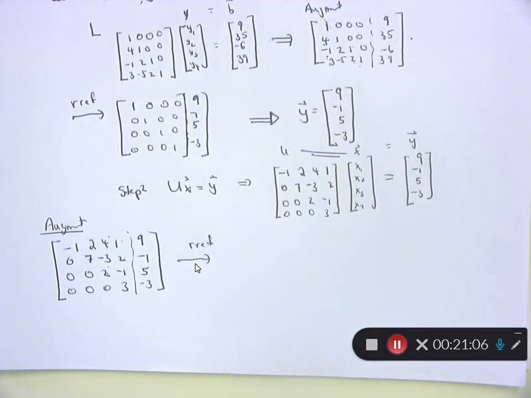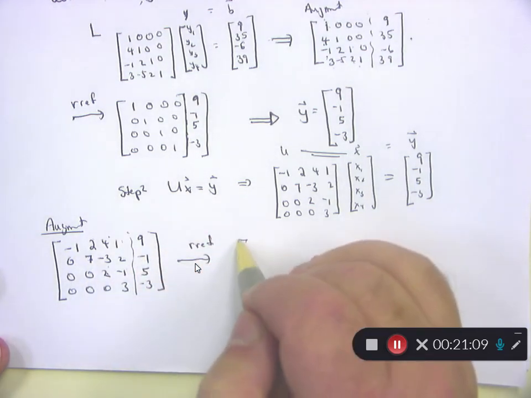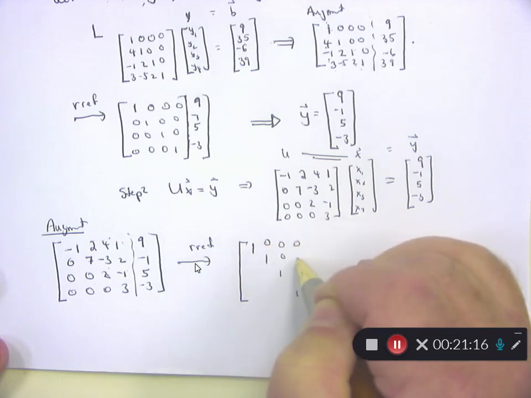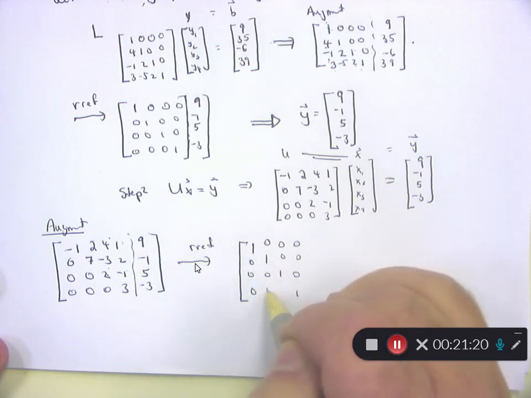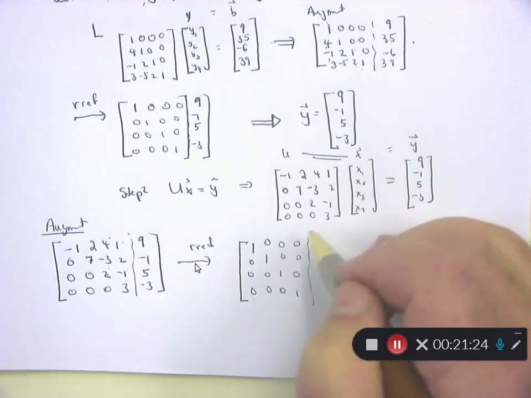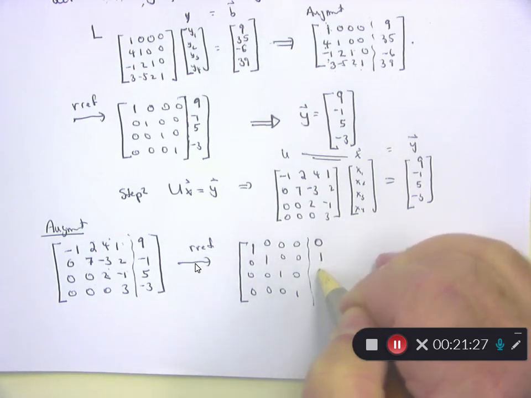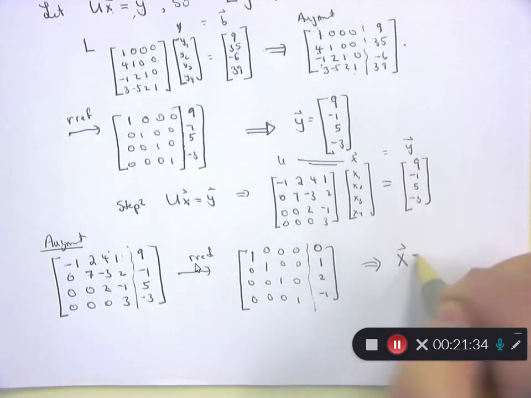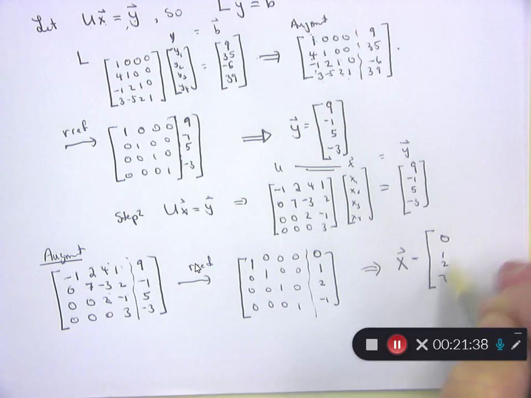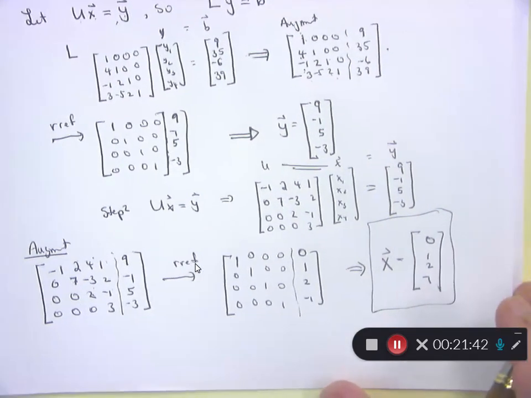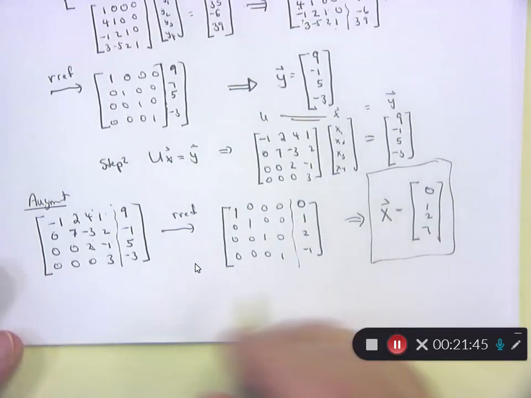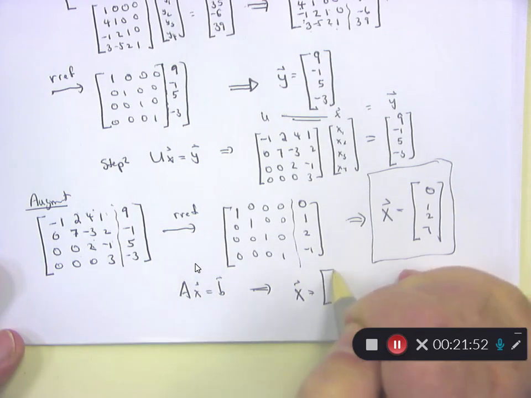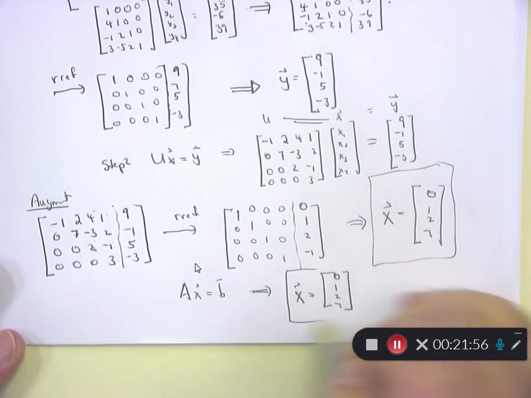I'm going to once again go RREF on this guy, and because these are all numbers on the diagonal, they're all going to turn into pivots. 1, 1, 1, 1. These are zeros above and zeros below, and it would be augmented with 0, 1, 2, -1. And that ends up giving me what the x vector is. What's x going to be equal to? 0, 1, 2, -1. So in the form of Ax equals b, x is actually equal to the vector 0, 1, 2, -1. There's my answer.